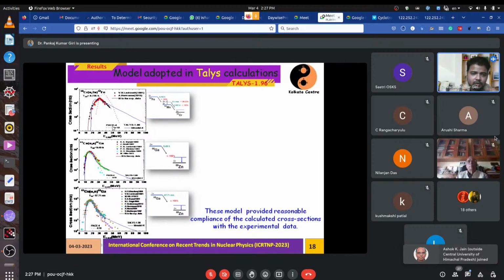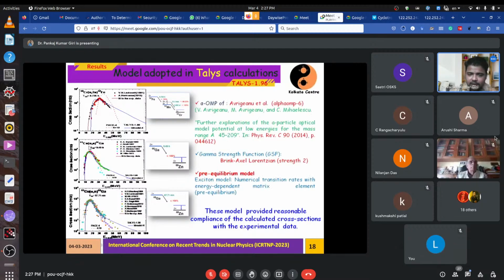So one needs to choose carefully the level density model and optical model parameters, and these parameters are fixed during the calculation, found by best fit. The alpha optical model for this particular model, the Brink-Axel Lorentzian model for the gamma strength function, and the exciton model for pre-equilibrium have been used for the model prediction.